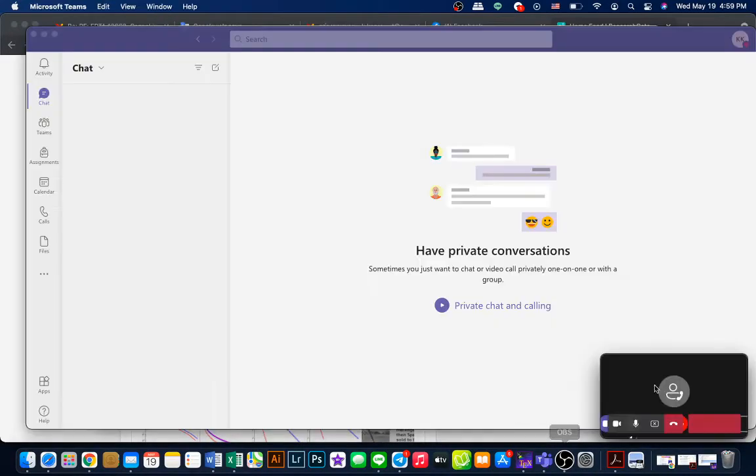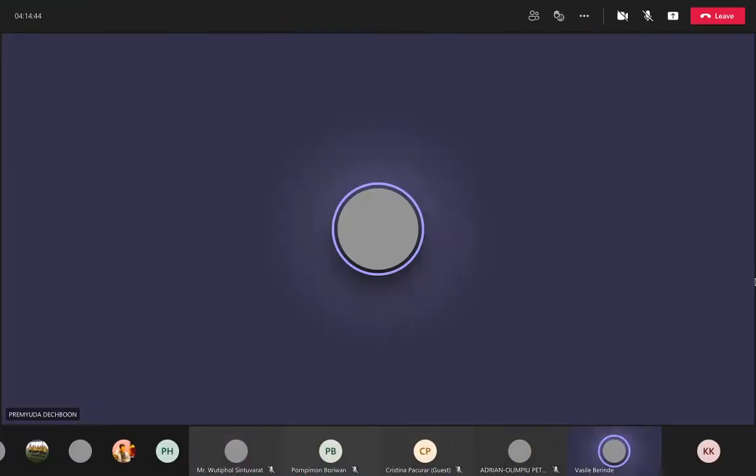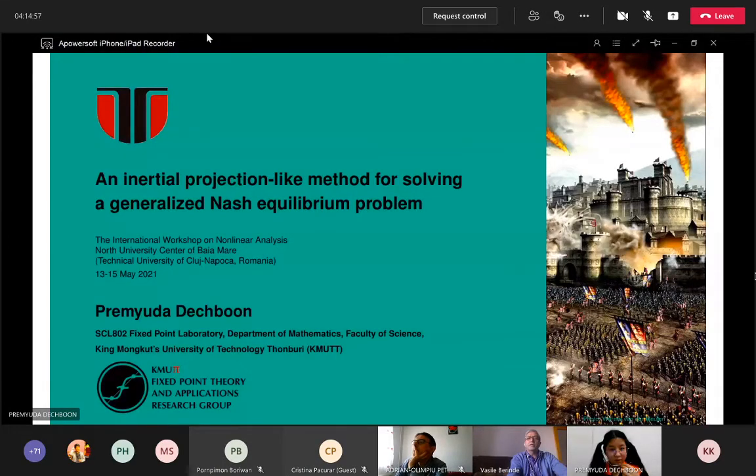Screen now? Yes. Okay. We can see a map somewhere in the background.